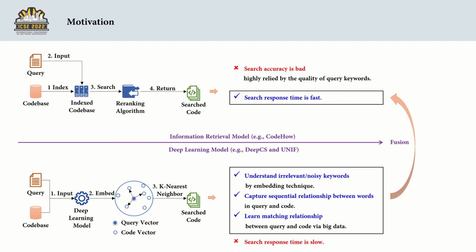After analyzing the pros and cons of the 2 types of code search models, one simple idea is to use the information retrieval-based model as a basic model to ensure the search response time, and add to it the features of deep learning models to improve the code search accuracy. Following this idea, we present our model, CodeMatcher.